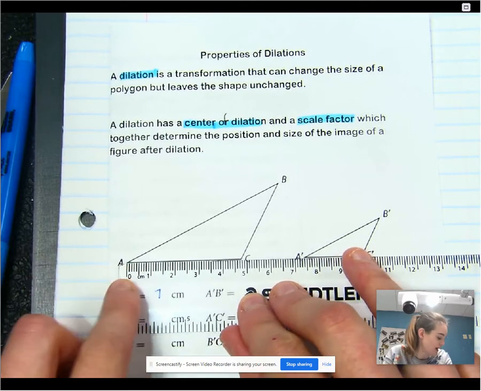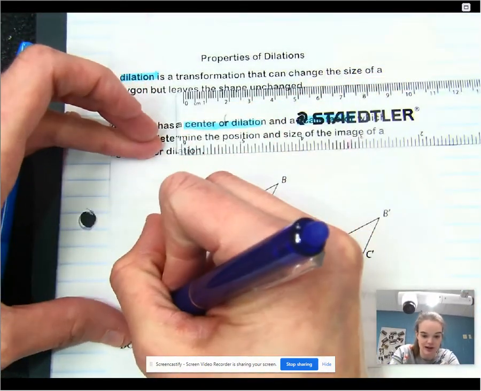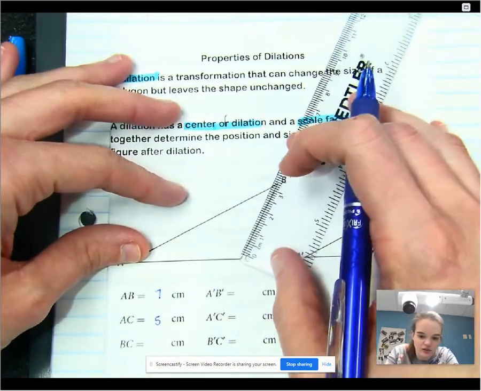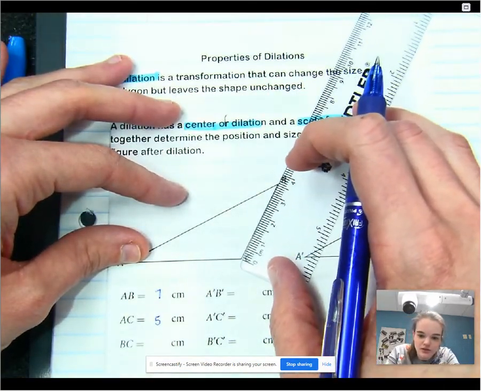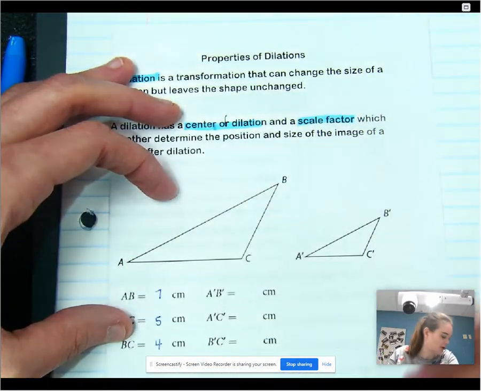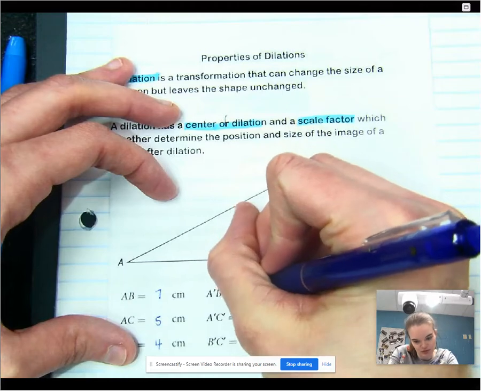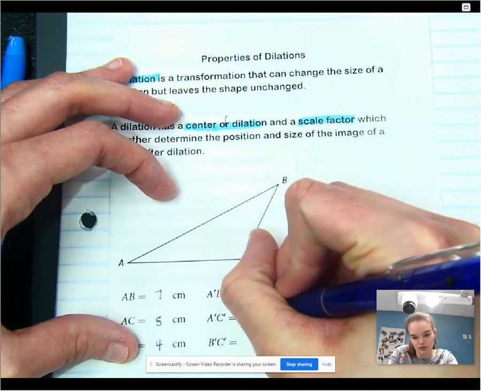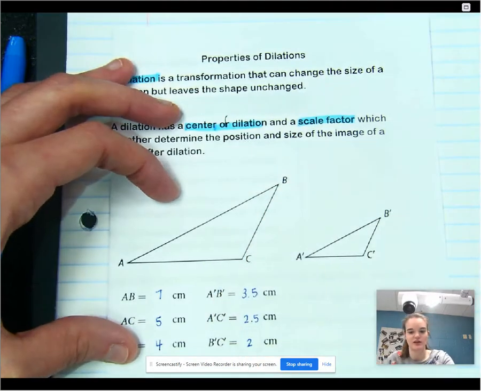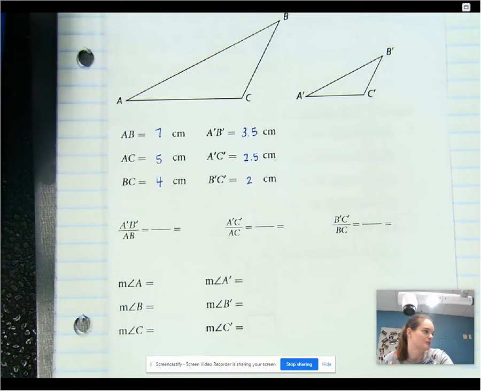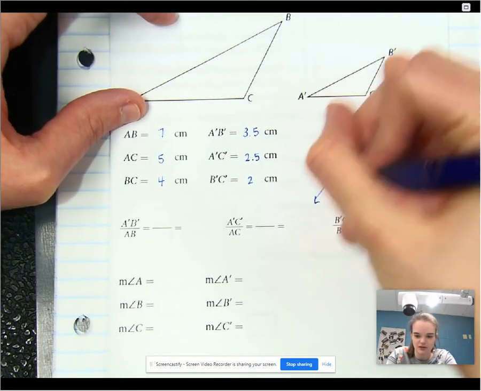And by the way, I'm going to kind of round up because I made a copy of this and did not think about the fact it actually dilated itself. BC is 4. Okay, instead of measuring them all out, I'm just going to tell you what I got when I measured: 3.5, 2.5, and 2. If those are off a little bit, it's because, like I said, I made a copy and enlarged maybe. Okay, what we are actually finding here is the scale factor.